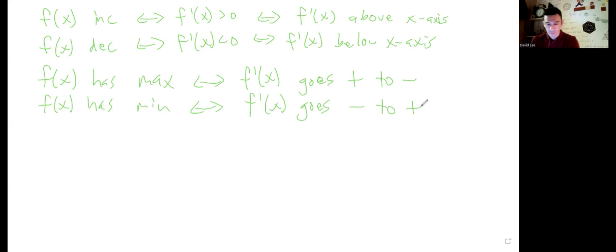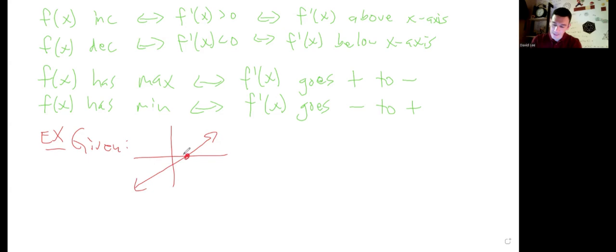And let's do some examples here in red. Is that red? That's red. Example. Let's say you're given this picture, like that. Let's suppose that here, this is x equals 3. And suppose that this is the graph of f prime of x. You're looking at the graph of f prime. For part A, they want this.